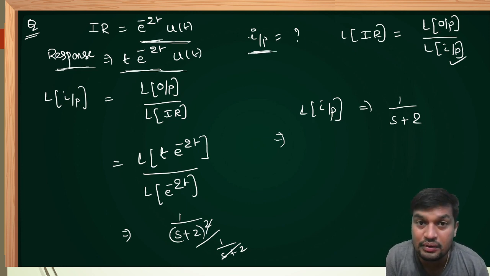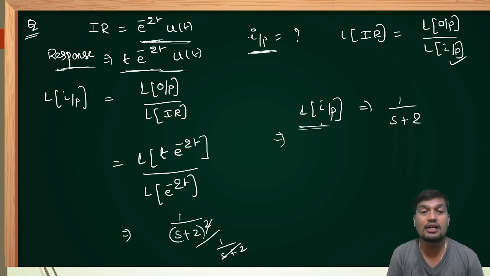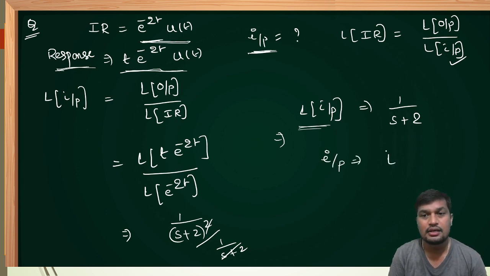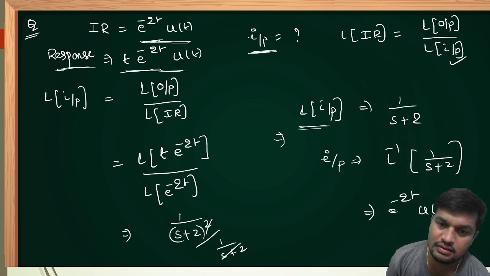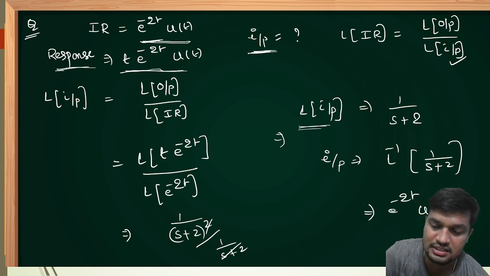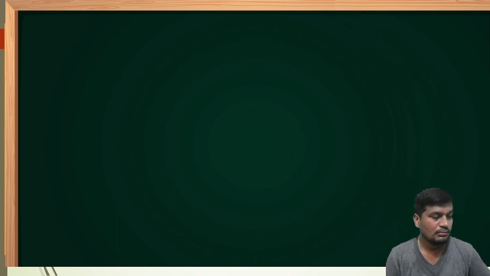He asked for the input of the system, but he did not ask for Laplace of input. Right now we have calculated Laplace of input. From this, how to calculate the input, dear friends? Inverse Laplace of 1 by s plus 2 is equal to e power minus 2t into u of t. This is the way we can solve questions in signals and systems. Now, once again, we'll move to another question.